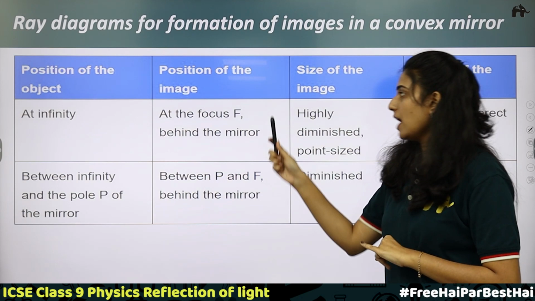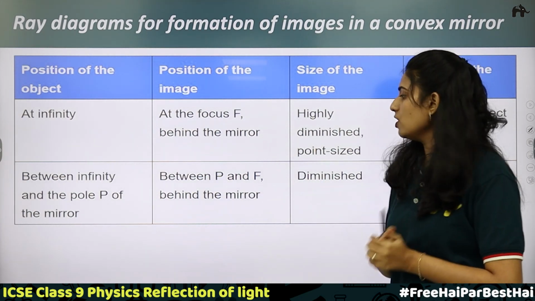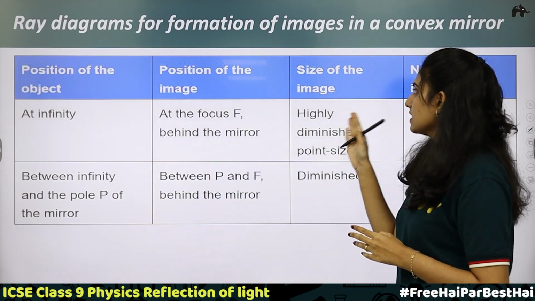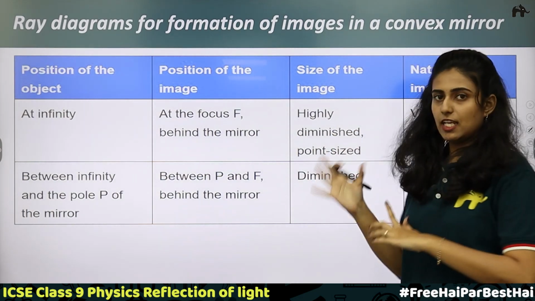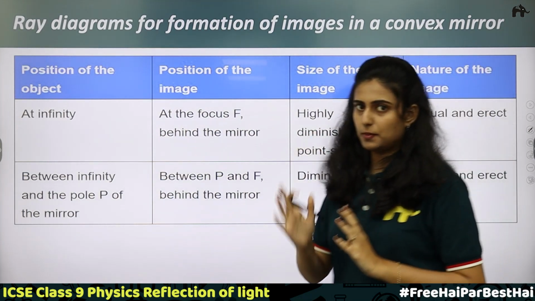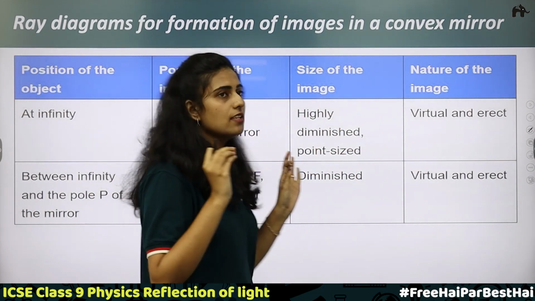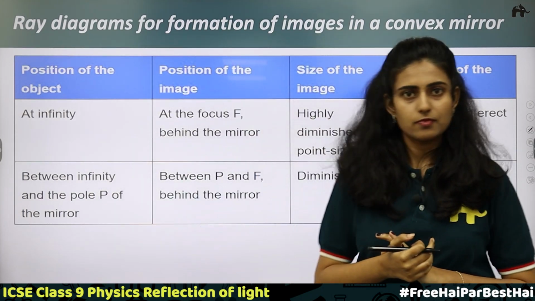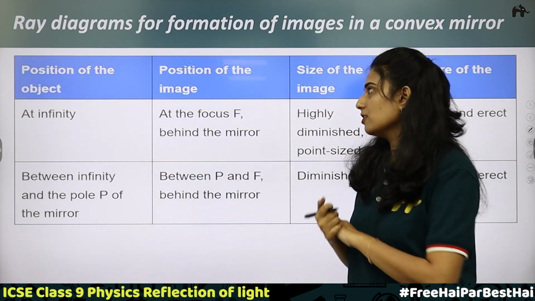Where is the image formed? At the focus behind the mirror, and here between the focus and the pole, again behind the mirror. Size of the image: highly diminished, point sized. Here it is diminished; anyway, a small image. Compared to the object, a smaller image is obtained. Next, property: virtual and erect. Nature of the image: it is always virtual and erect. So this is a case of the two cases that we have discussed for convex mirrors.